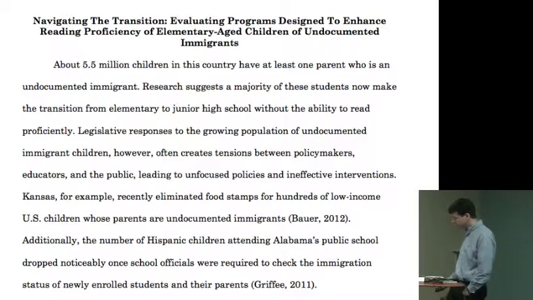Research suggests that the majority of these students now make the transition from elementary to junior high without the ability to read proficiently. Legislative responses to the growing population of undocumented immigrant children, however, often create tensions between policymakers, educators, and the public, leading to unfocused policies and ineffective interventions. Kansas, for example, recently eliminated food stamps for hundreds of low-income U.S. children whose parents are undocumented immigrants. Additionally, the number of Hispanic children attending Alabama's public schools dropped noticeably once officials were required to check the immigration status of newly enrolled students and their parents.